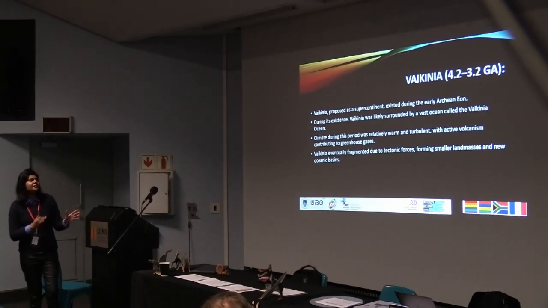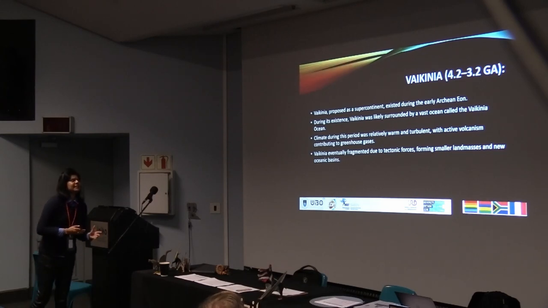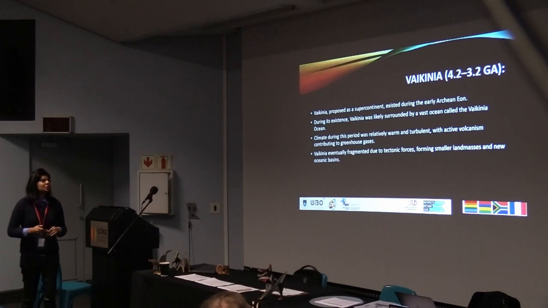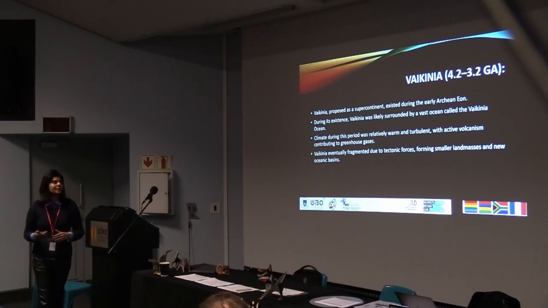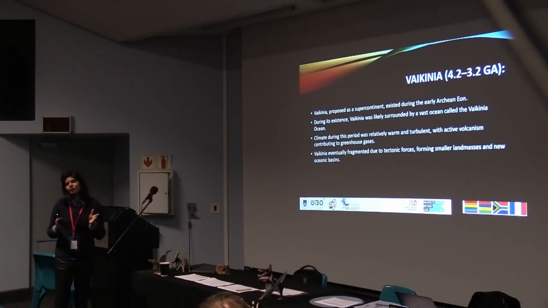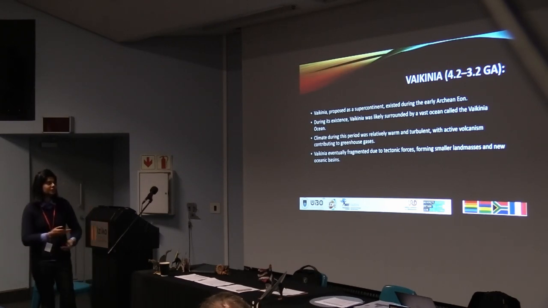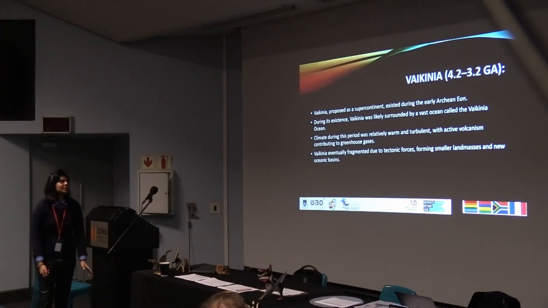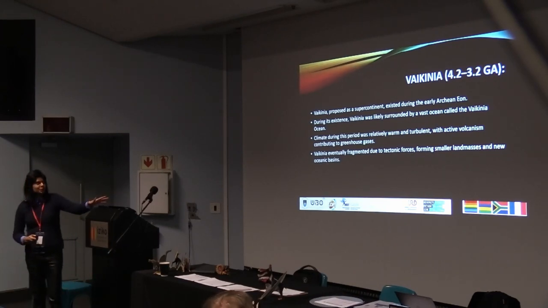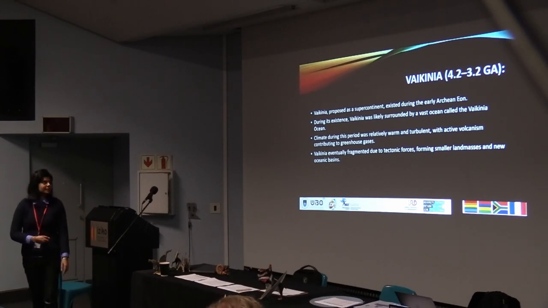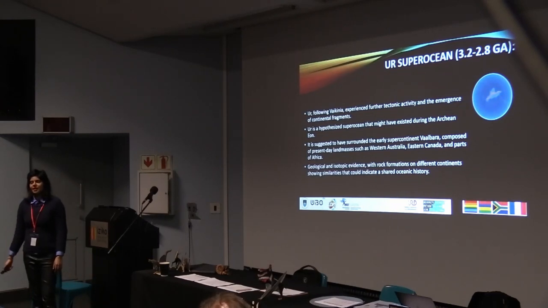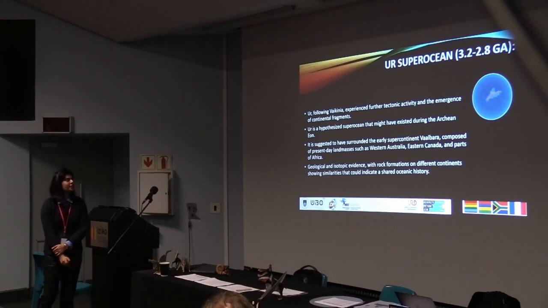And we have this hypothesis about a supercontinent called Vikingia, which existed during the Archean era, which potentially existed as a supercontinent, and which is said to have had a lot of volcanoes at the time. Maybe it had oceans forming around it also, but it's a hypothesis and there's very little information. We start at 4.2 to 3.2 giga annum, like billion years before. But it seems to be a hypothesis that is mentioned a lot in the literature.